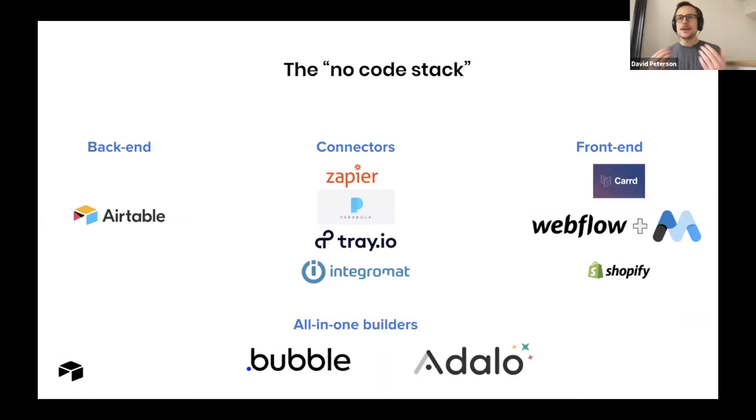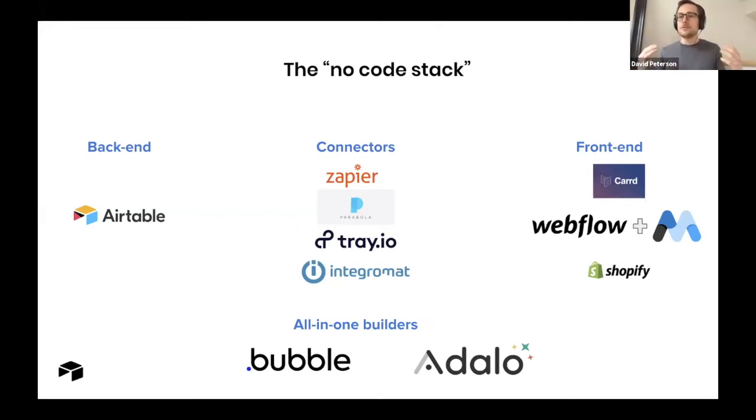Then, on top of the database, you have business logic. Basically, what happens when this happens? How do I integrate with these other tools? What am I looking for? That is code, really. And in the no code world, we use what I'm calling here connectors. That's like Zapier, which maybe you're familiar with. We'll be using that a little bit today. Or Parabola, which maybe you're familiar with. We're going to use that one as well. Integromat is another powerful one.